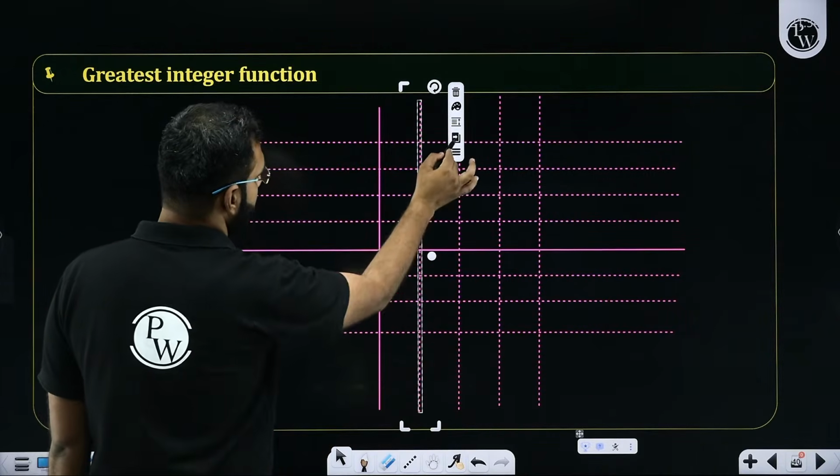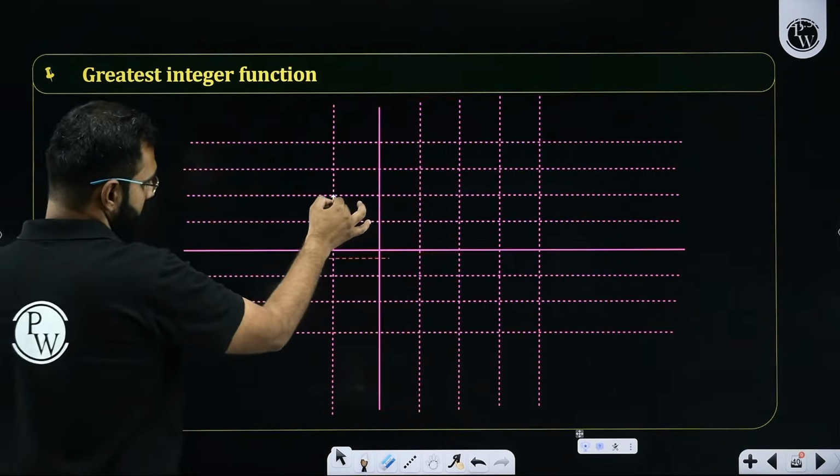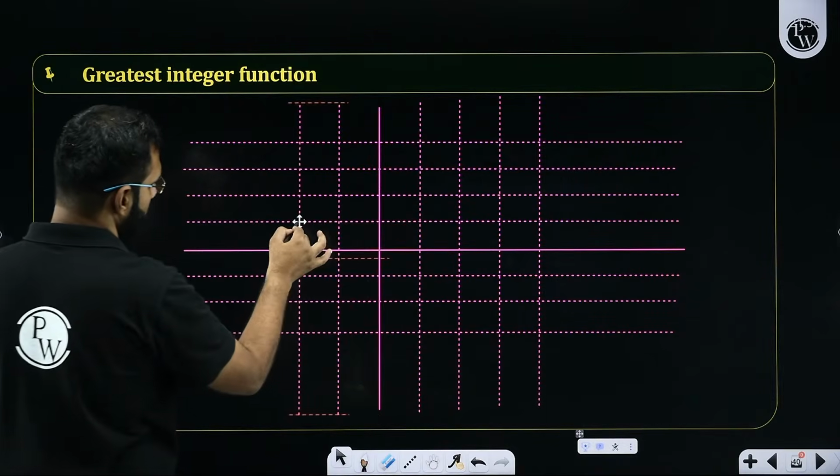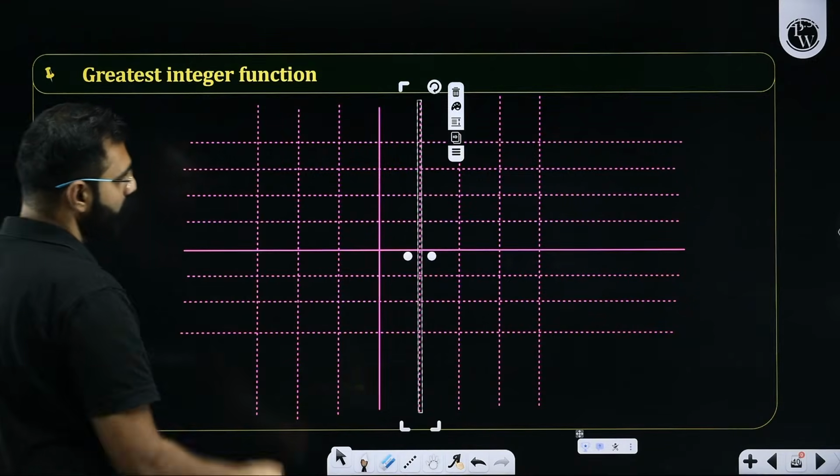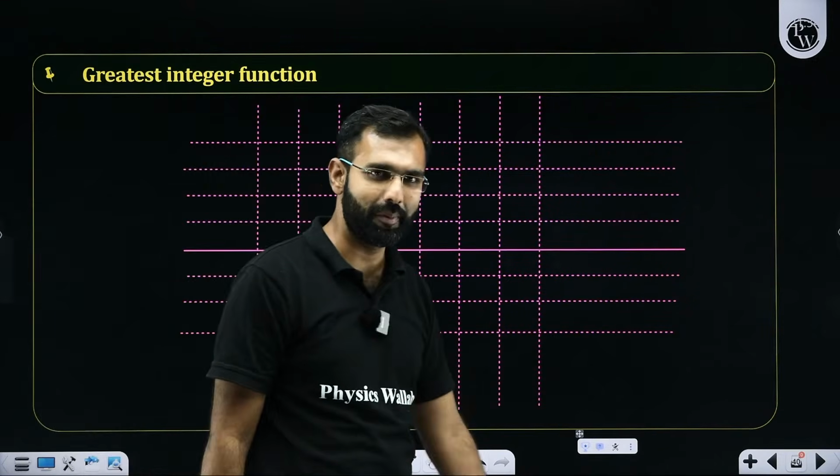So let's say this is a line parallel to it, a line passing through (minus 1, 0), a line passing through (minus 2, 0), a line passing through (minus 3, 0). Sir, why are you really doing it? Why are you complicating it? Have patience.